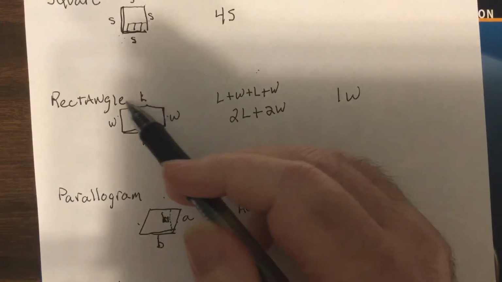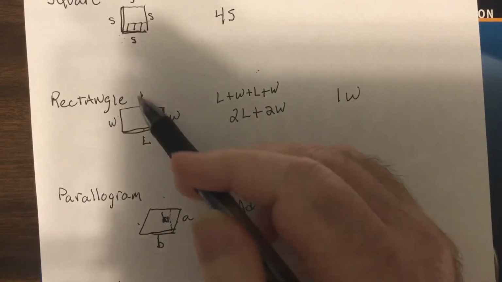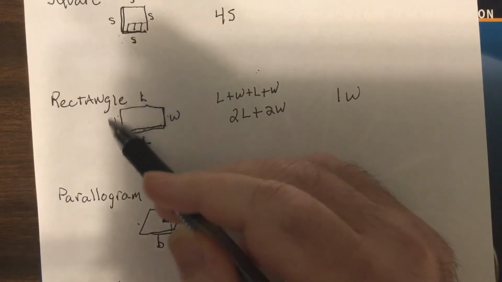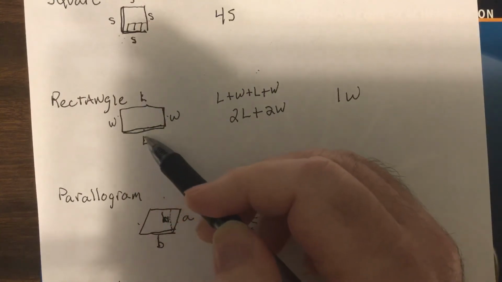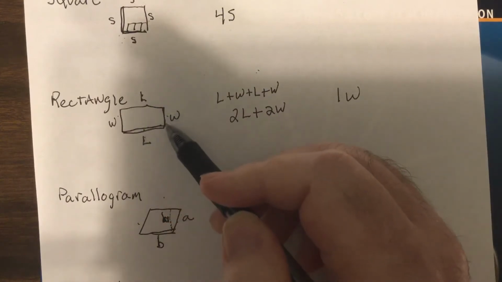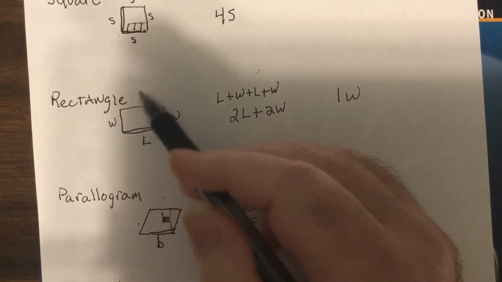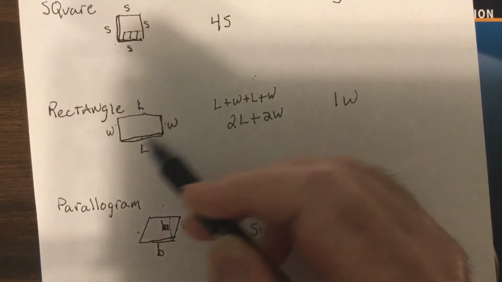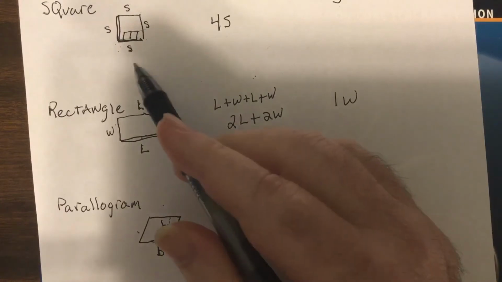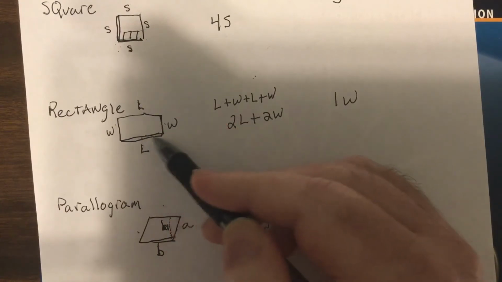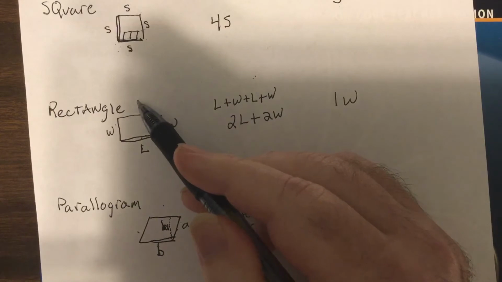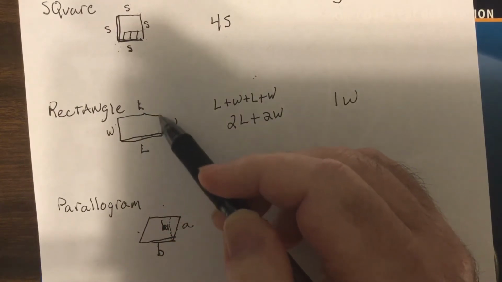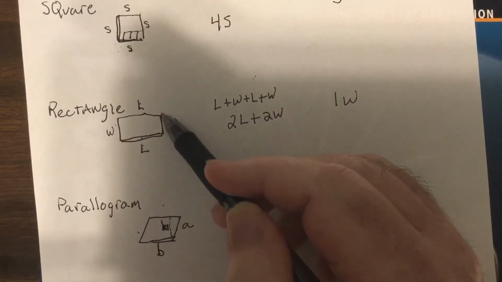For perimeter of a rectangle, opposite sides are the same. So you would have L plus W plus L plus W, which is 2L plus 2W. Again, just add the sides, remembering opposite sides are the same. Now for area, it's adjacent sides, just like a square. So it'd be L times W. So perimeter, add up the sides. Area, width times length, or side times side.